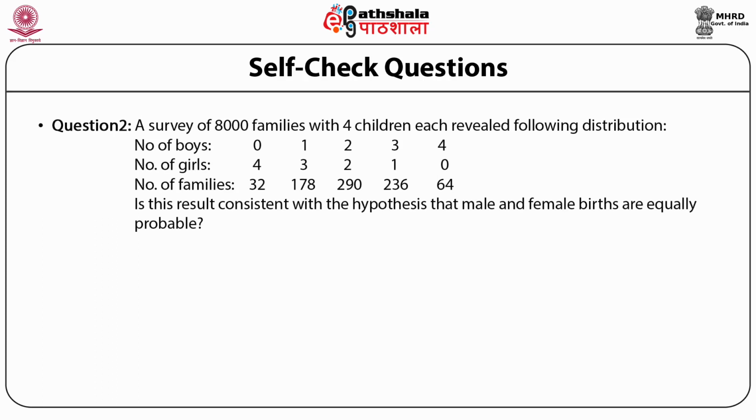Question reads as, the survey of 8,000 families with 4 children each revealed the following distribution. Number of boys, that is 0, 1, 2, 3, 4 are given, and the number of girls are given as 4, 3, 2, 1, 0. Number of families are given 32, 178, 290, 236 and 64. Is this result consistent with the hypothesis that the male and female births are equally probable?